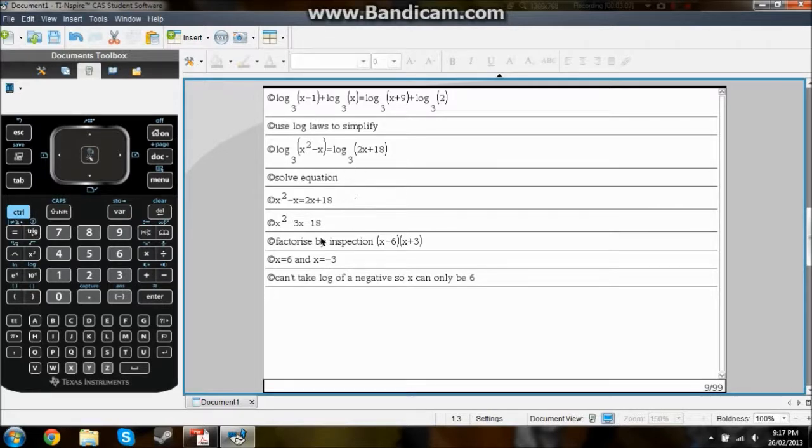And then move that all over to one side. So it's x squared take 3x take 18. Factorize by inspection. That's an easy one, because take 6 and plus 3 will give you negative 3 when you add them together, and negative 18 when you multiply them. So x equals 6 and negative 3, but you can't take the log of a negative. So if this number was negative, you can't do that, because no power of 3 will give you a negative. So that answer is only 6.